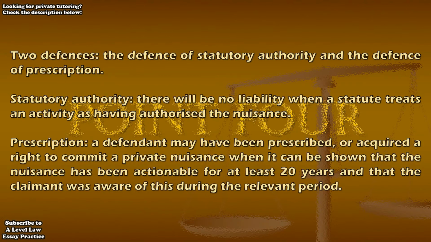Based on the facts of the scenario, it is more likely that statutory authority would be a more relevant defense here compared to prescription. This is because, as mentioned earlier, it is likely that the replacement of the railway tracks and electrical power lines are authorized by the authorities. Also, there is nothing within the facts to suggest that Zach actually waited for 20 years before taking any action.